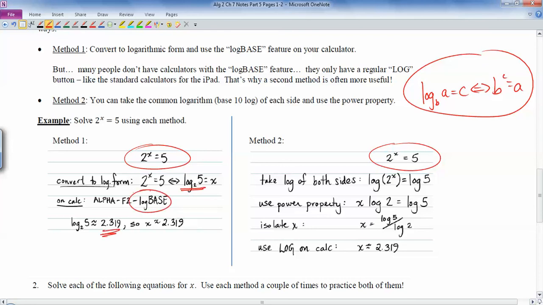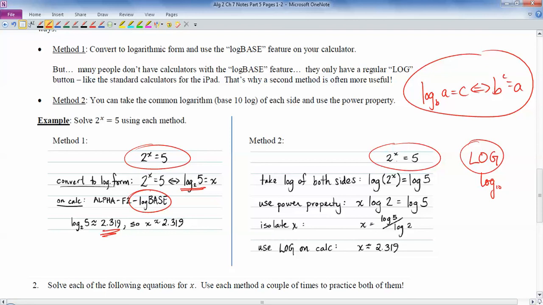That's because our calculators have that nice log base feature on it. But most calculators don't. Like if you're using an iPad calculator or a TI-83, most calculators don't have a log base, but a lot of them have a button that just says log on it. That's the same thing as log base 10, and that's the only one that it has. And that's been true for years, actually. In fact, I think the log base thing only came out a couple years ago. So the way around it was actually to use the regular log button.